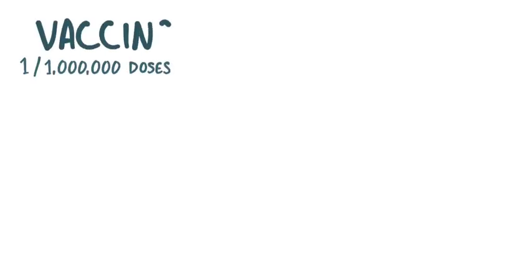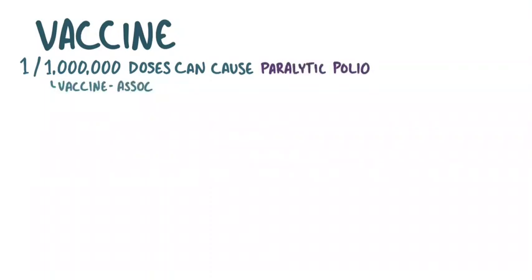Very rarely, about 1 time in a million doses of the vaccine, the weakened virus in OPV mutates within the intestines of the person getting vaccinated, and it reverts to a form of the poliovirus that can cause paralytic polio, called vaccine-associated paralytic polio, or VAPP for short.